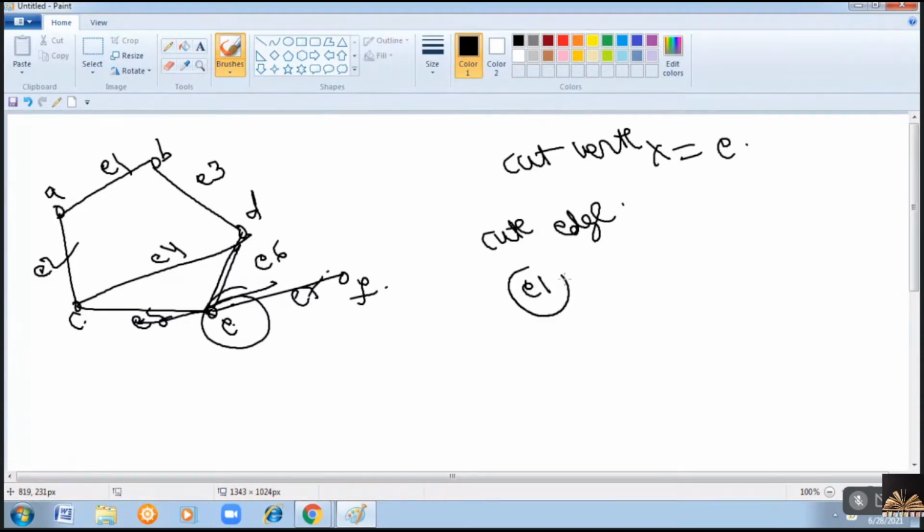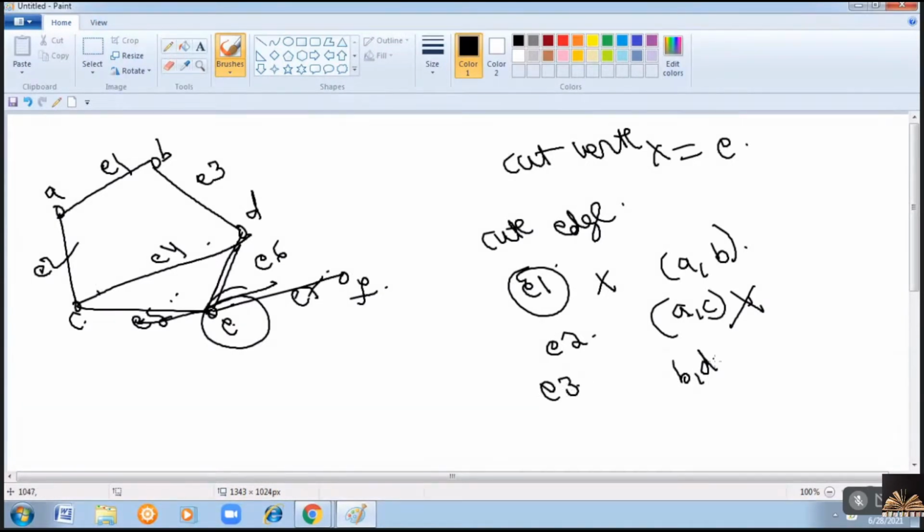So if you remove the first edge, what will happen? Do we get a disconnected graph? No, you will not get a disconnected graph. That means if you remove AB, you will not get a disconnected graph. If you remove the second edge, that is AC, do you get a disconnected graph? No. Clear? Now if you remove E3, that is BD also, you will not get a disconnected graph.